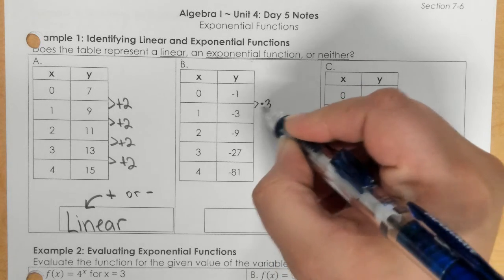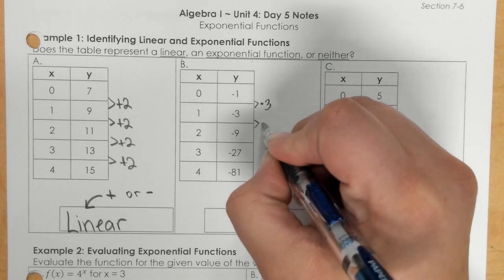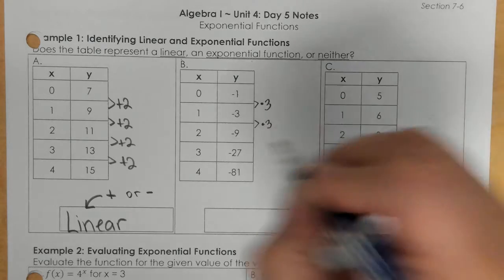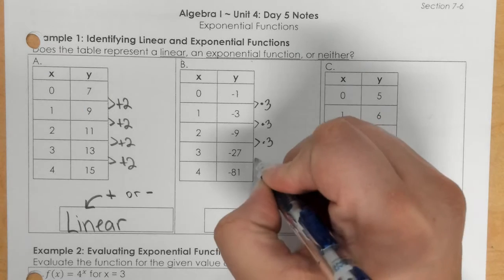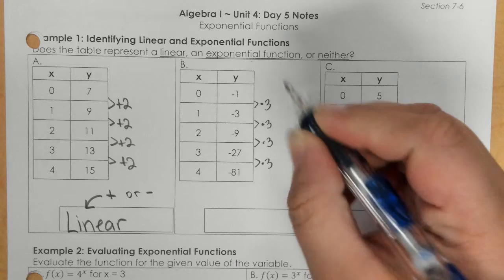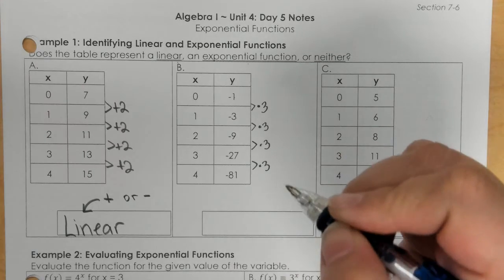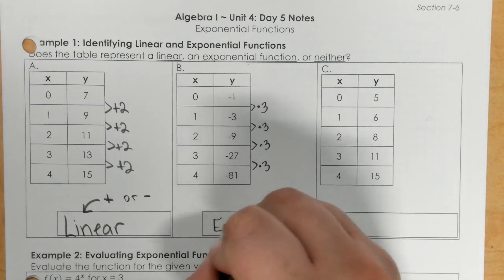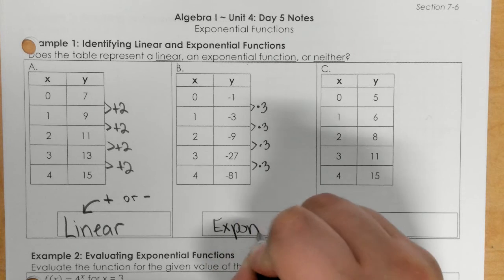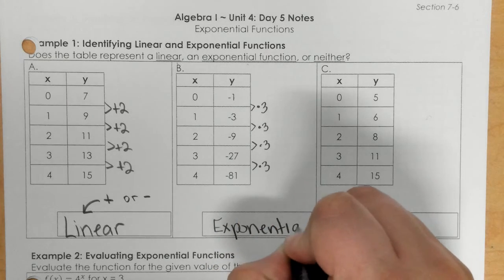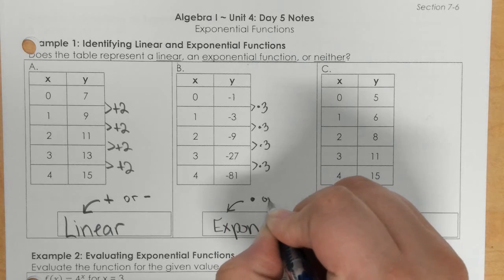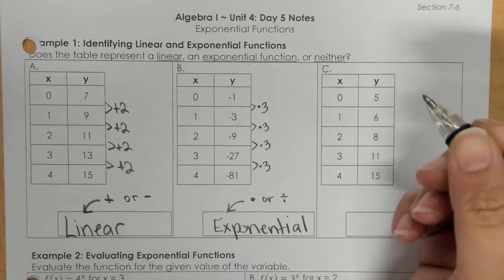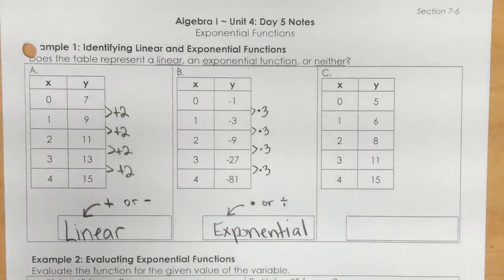So -1 times 3 is -3. -3 times 3 is -9. -9 times 3 is -27. Okay, so in this case, if you are multiplying by the same number, then that is exponential. So just to recap, you can multiply or divide if you have an exponential function.